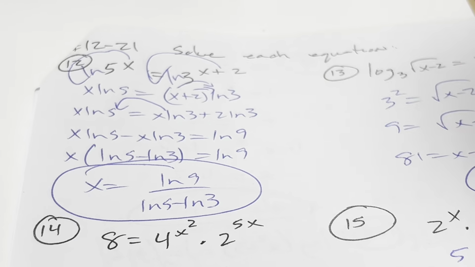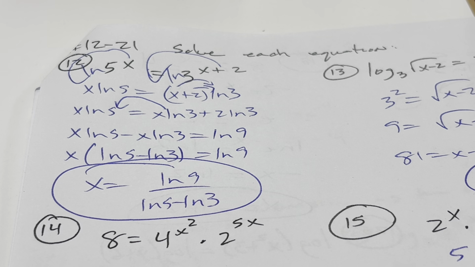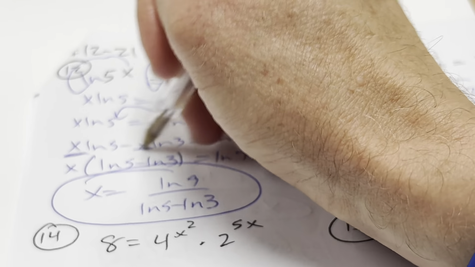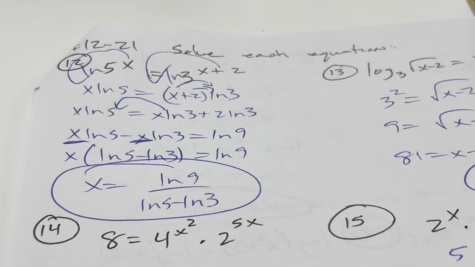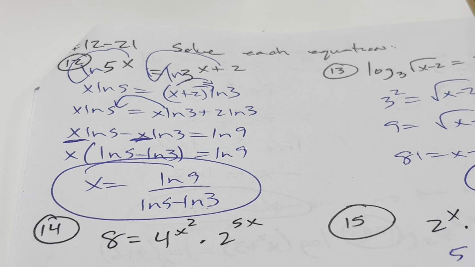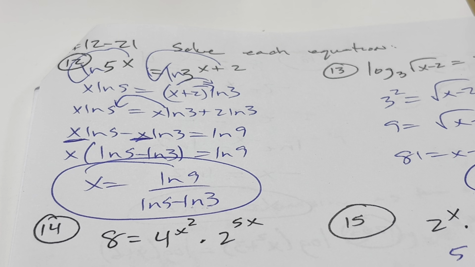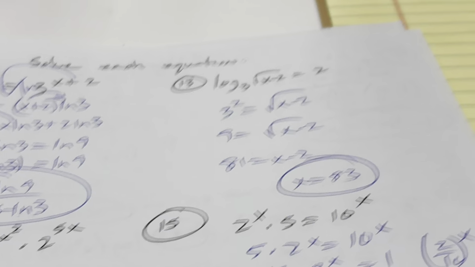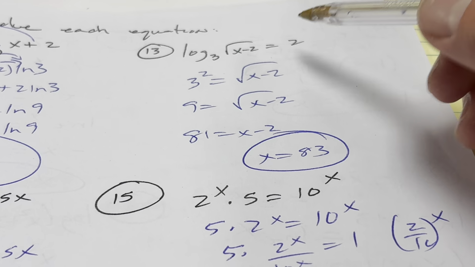Going to move this over, get the x's on the same side. X natural log 5 minus x natural log 3 equals natural log 9. We factor out the x we have in common: x times natural log 5 minus natural log 3 equals natural log 9. We'll divide by what's attached to x. That's a complicated looking answer, but that is in fact an exact answer. There's no decimals.